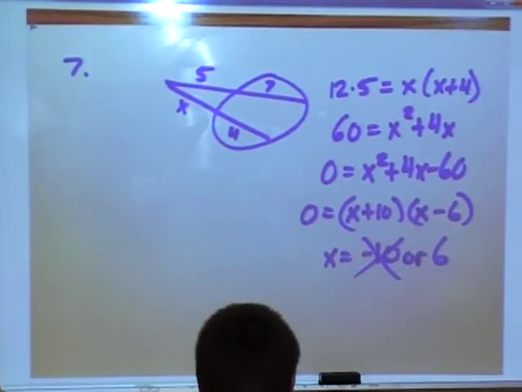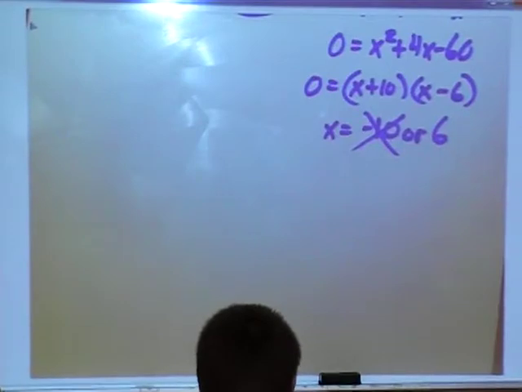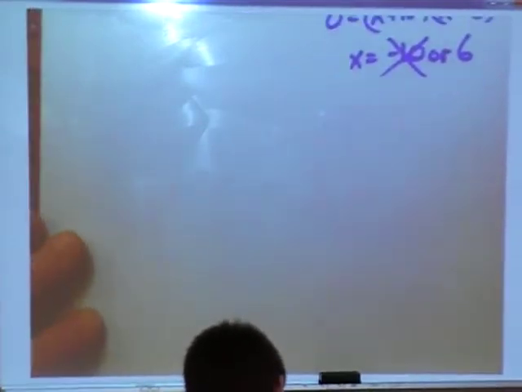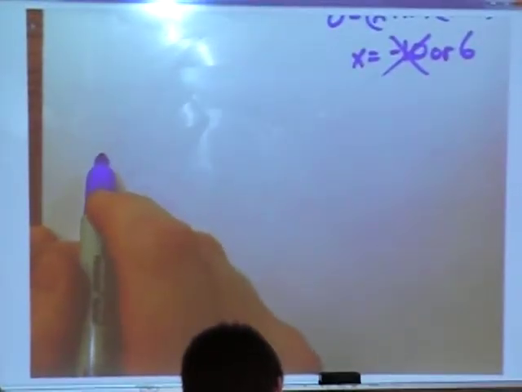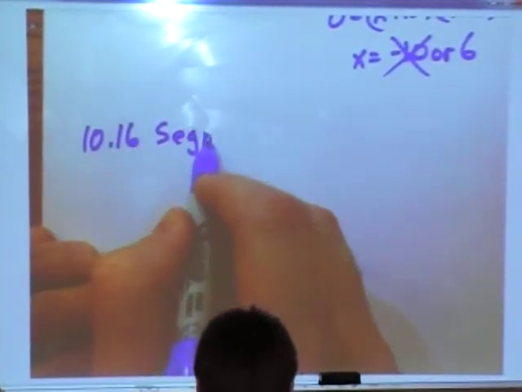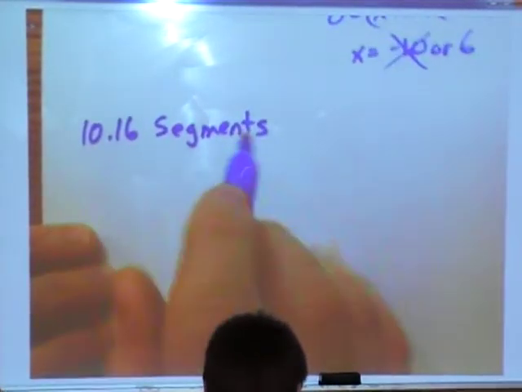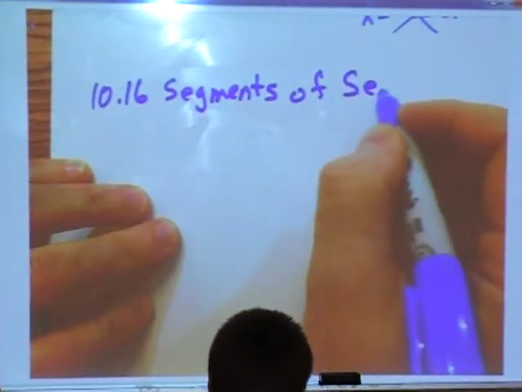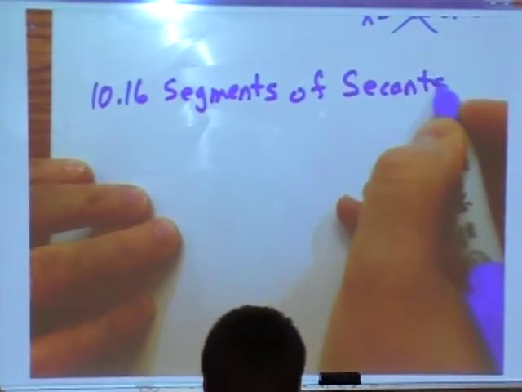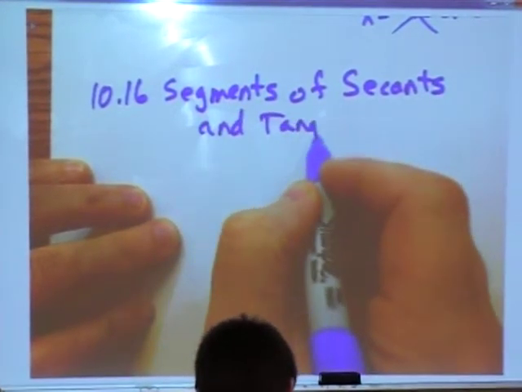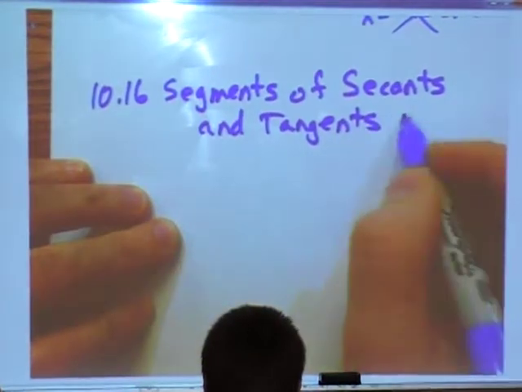Last theorem. And it is just like this. So I'm not actually going to tell you the last theorem. We're going to apply the theorem you just did to show you what the answer is, how you do this. This is 10.16, segments of secants and tangents theorem.